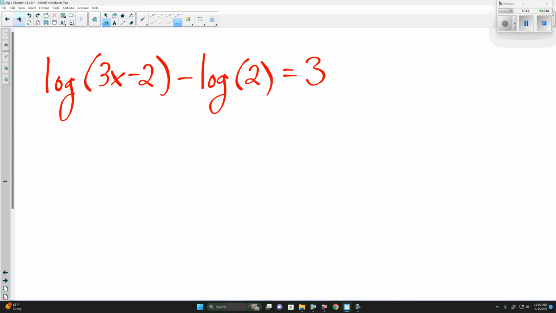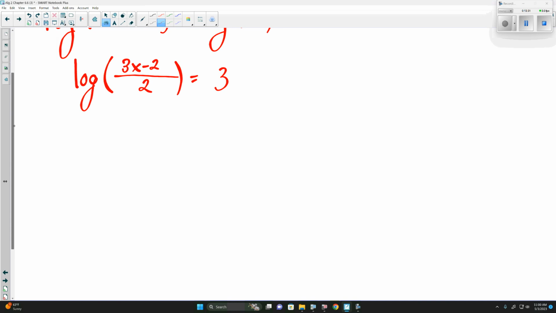Now again, we're going to need to rewrite this as a single logarithm. Now with the first ones, if we had addition, we can rewrite it as a single log with what's inside being multiplied. If it's subtraction, we can write it as a single log with what's inside being divided. So here, we're going to have log of 3x minus 2 over 2 is equal to 3. Now, because it's not written, the base of this logarithm is understood to be 10, guys.